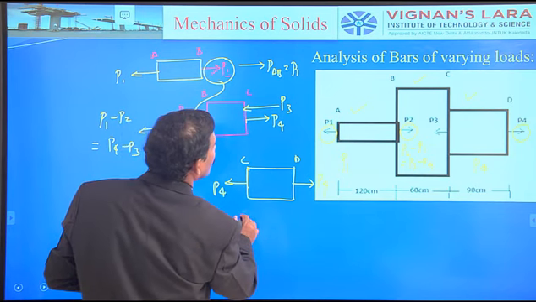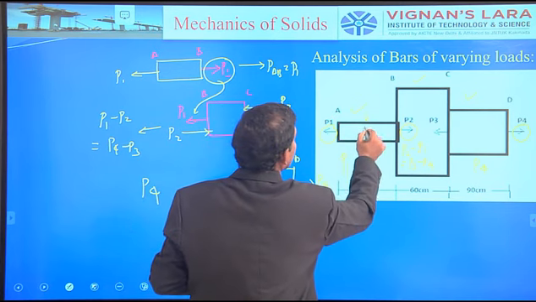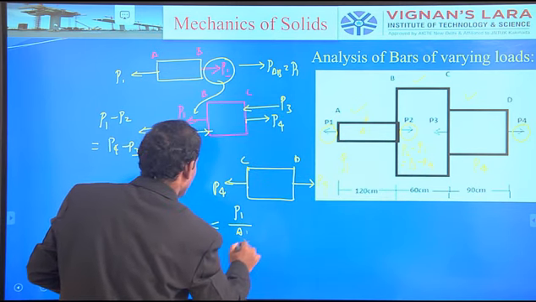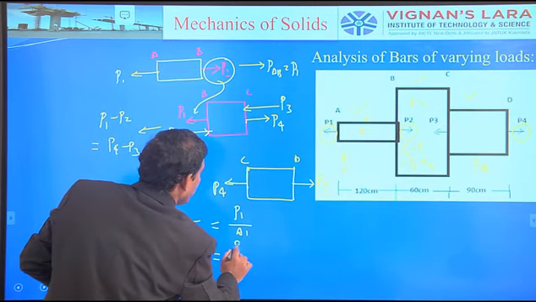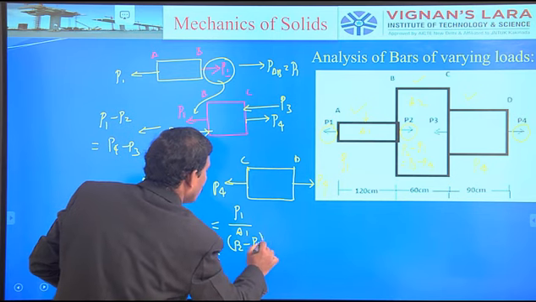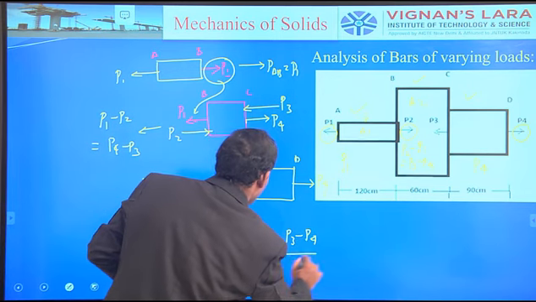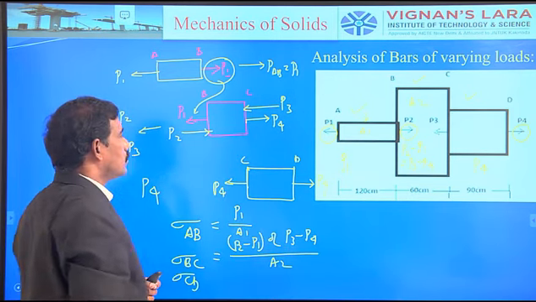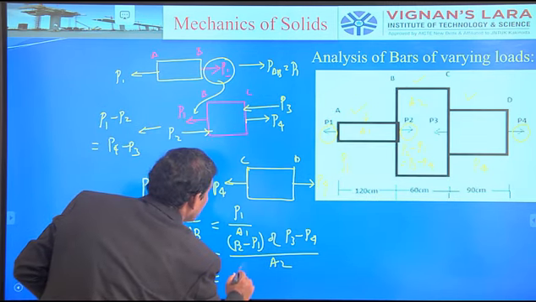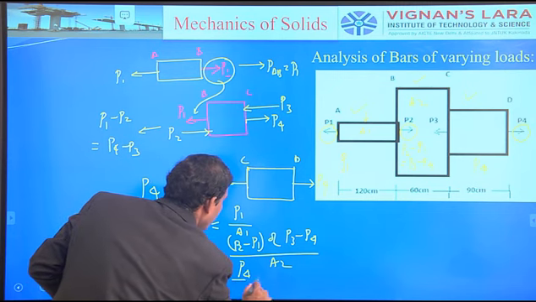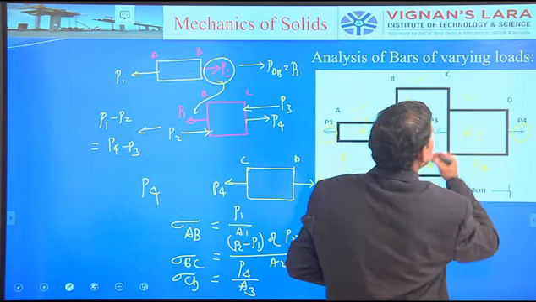Here simply that is equal to P1 by, say this is A1, P1 by A1. Say this is A2, P2 minus P1 or P3 minus P4 divided by A2. And what about the stress developed or induced in the next portion? That is equal to P4 divided by A3, if its cross-sectional area is A3.